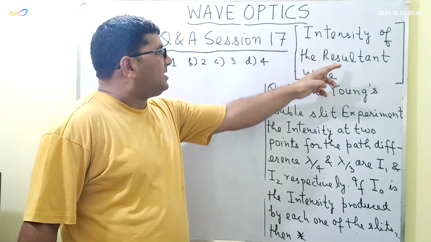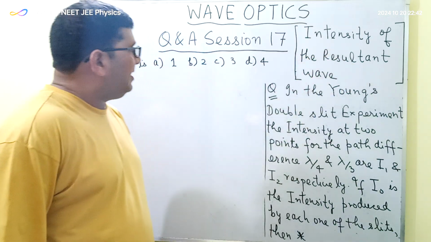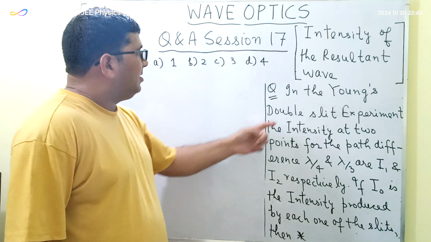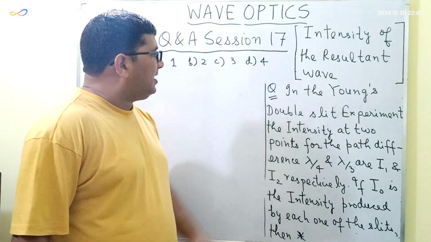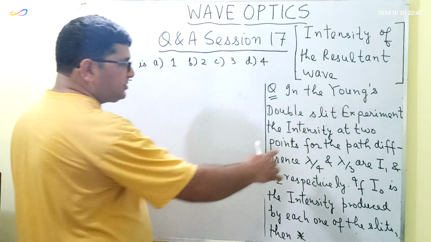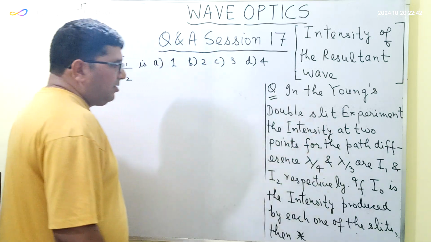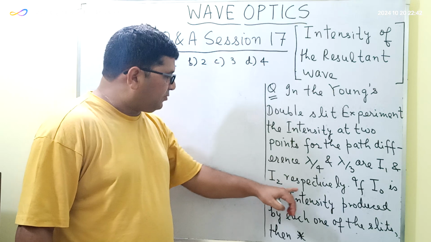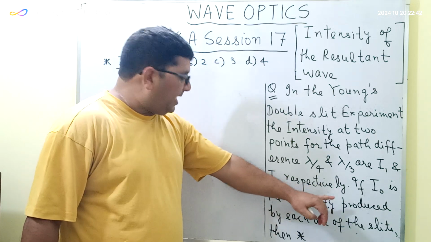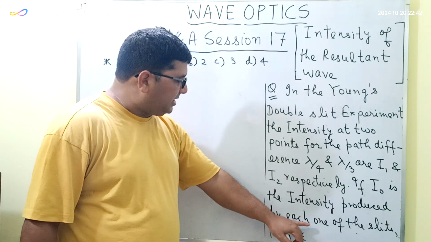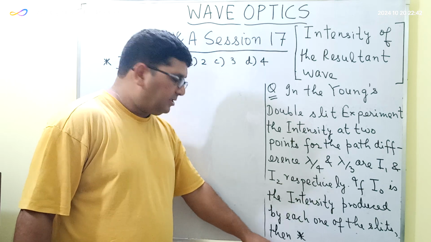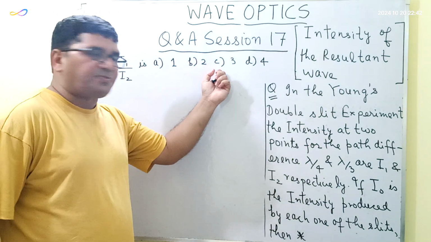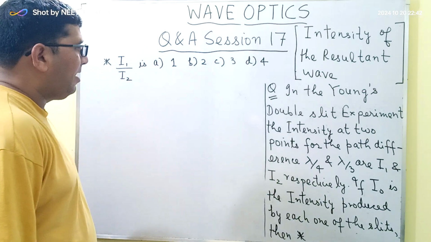The topic is the intensity of the resultant wave, and based on this topic I have selected one question which is written here on this board. The question is: in Young's double slit experiment, the intensity at 2 points for the path difference lambda by 4 and lambda by 3 are I1 and I2 respectively. If I0 is the intensity produced by each one of the slits, then I1 upon I2 is equal to, and we have been given 4 options here and we have to find the correct one.